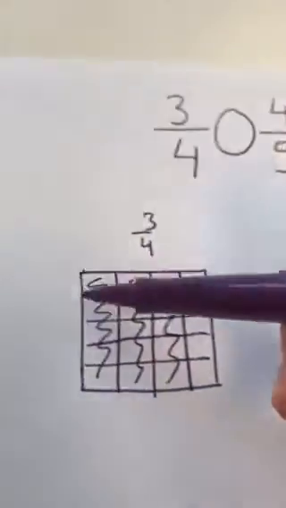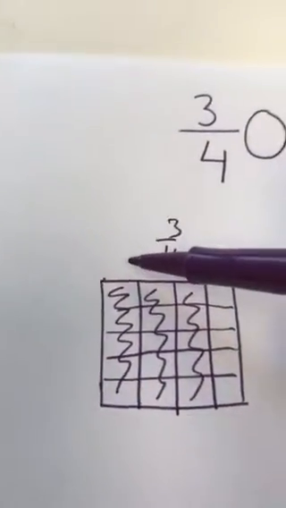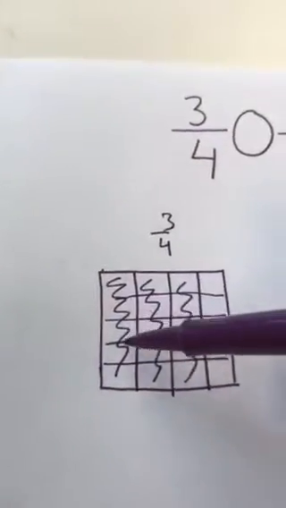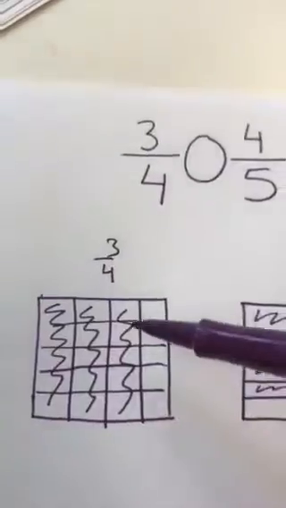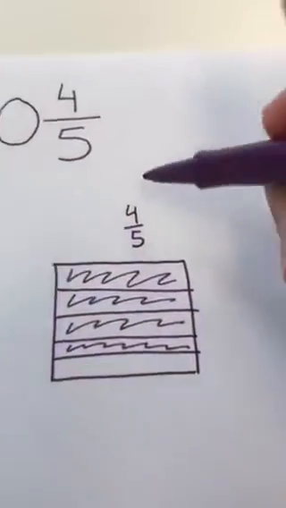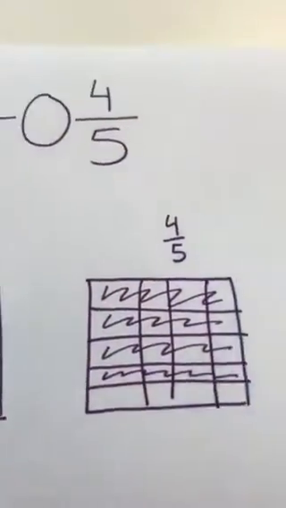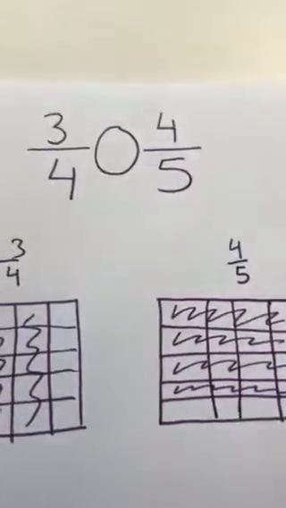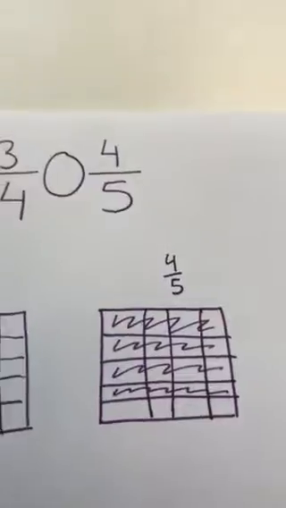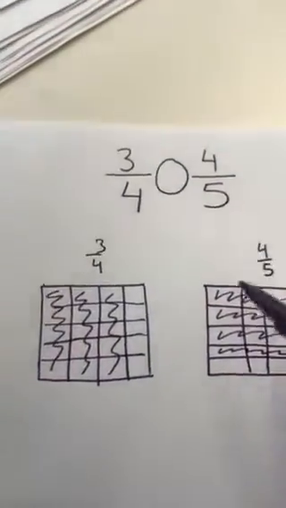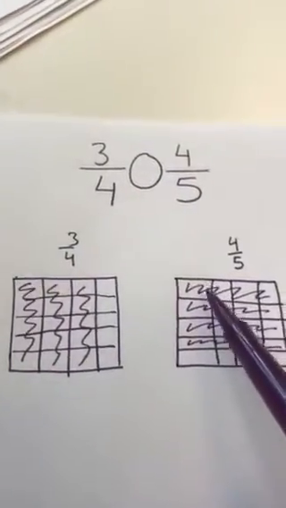So again, here was 1/4, and now it's in 5 pieces: 1, 2, 3, 4, 5. I'm going to come over here, and I had fourths added here, so I'm going to add 4 columns to this one. Okay. And now I took each fifth and divided it into 4 pieces: 1, 2, 3, 4. Now I have the same denominator in each picture.